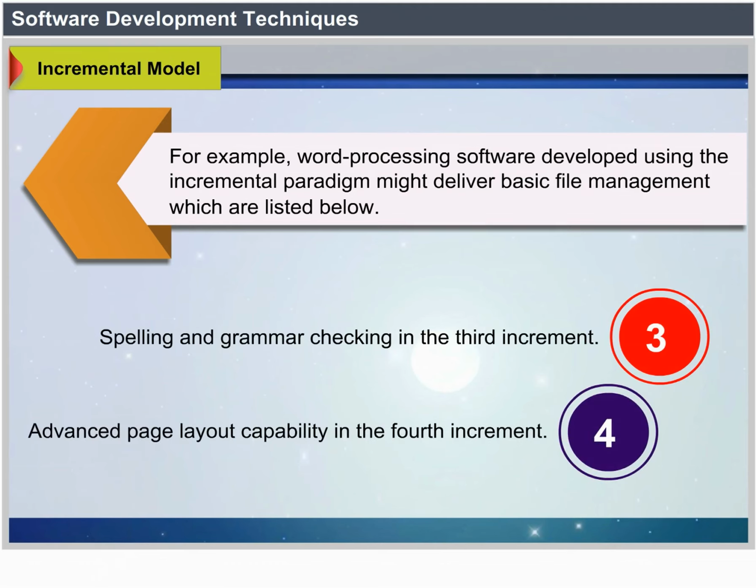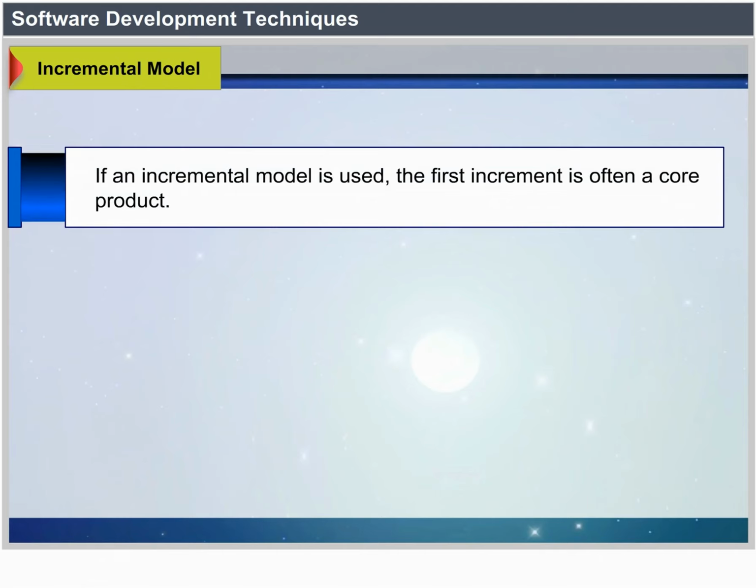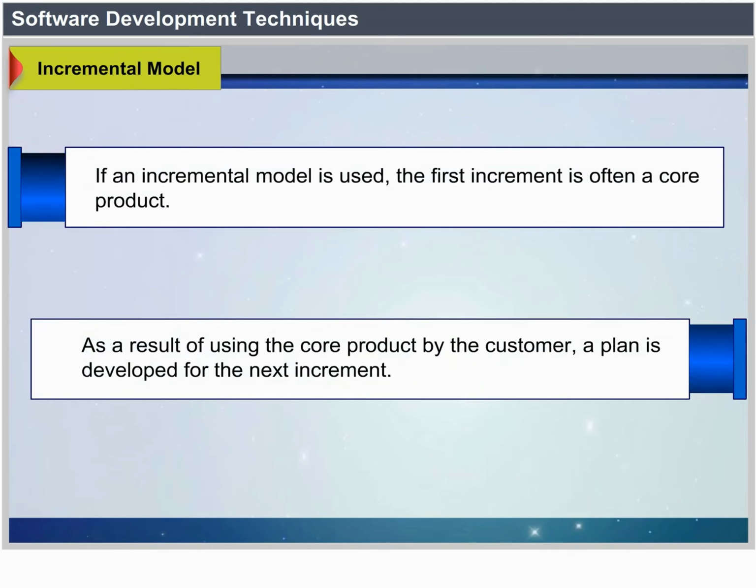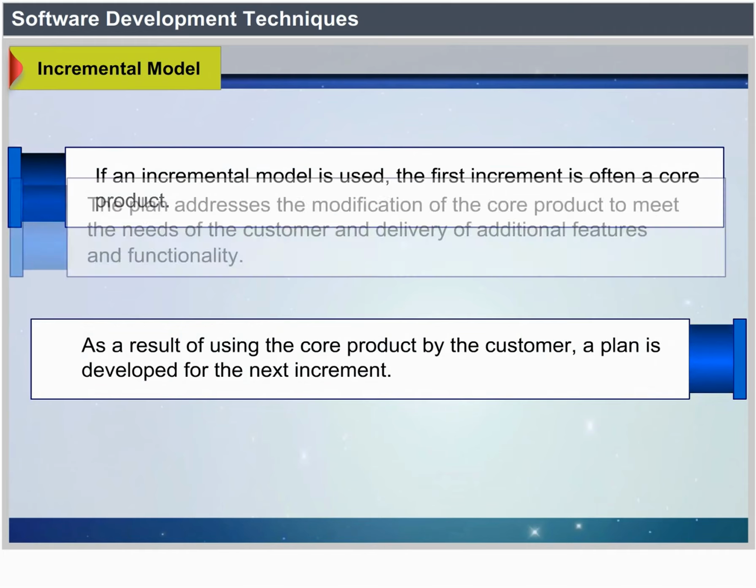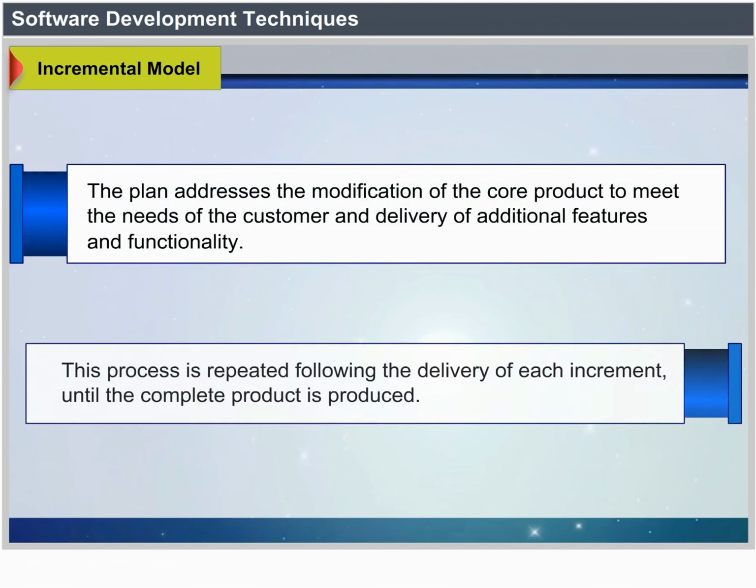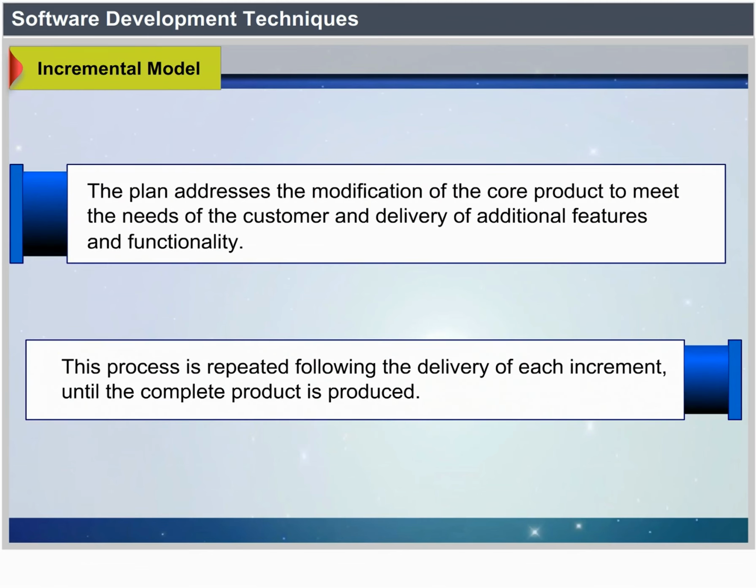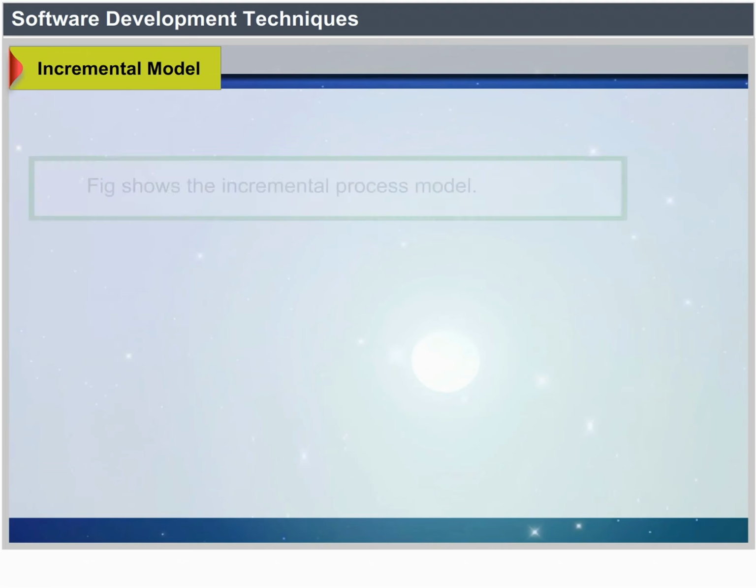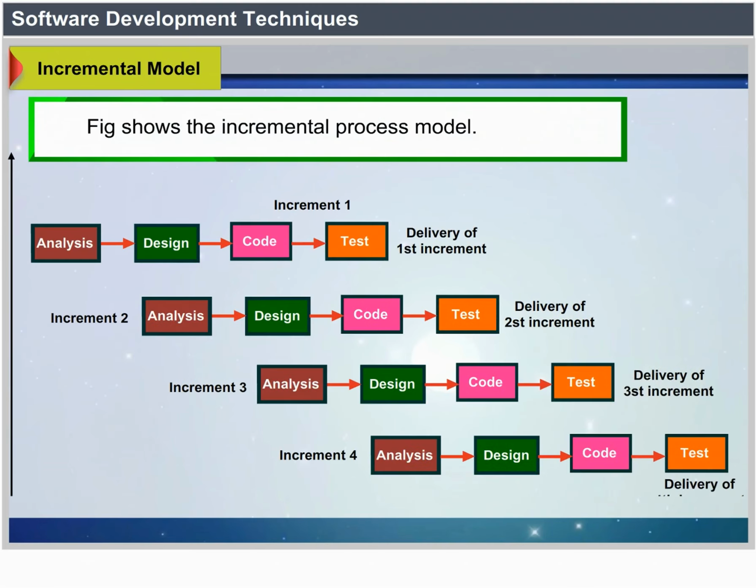When an incremental model is used, the first increment is often a core product. The core product is used by the customer. As a result of use, a plan is developed for the next increment. The plan addresses the modification of the core product to meet the needs of the customer and delivery of additional features and functionality. This process is repeated following the delivery of each increment until the complete product is produced. Figure shows the incremental process model.